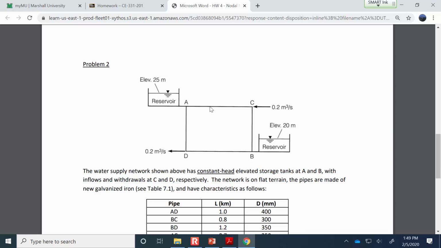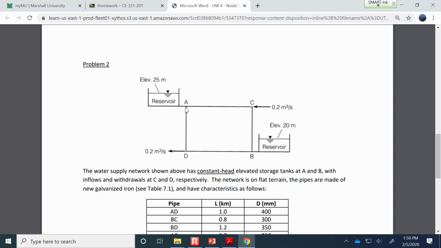The idea is you don't know how much of this 0.2 that comes in at C goes through pipe AC, and you don't know how much goes through pipe BC, but you do know AC plus BC equals 0.2 cubic meters per second. So you apply the nodal method at this junction, and then you do the same thing at junction D. You know that the flow rate through pipe DA and the flow rate through pipe DB together equal 0.2 cubic meters per second. So you're applying the nodal method at junction C and at junction D, and then you'll be able to figure out how much flow is going through each of the pipes.